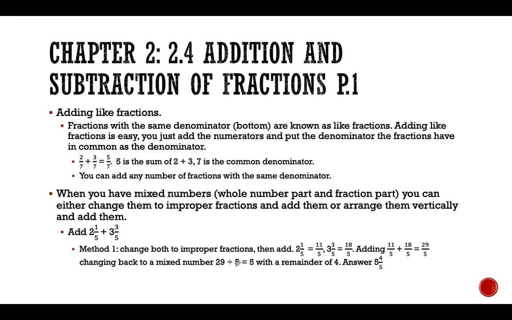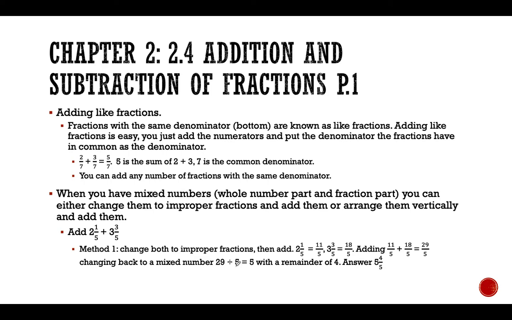So method 1, change both to improper fractions and then add. 2 1/5 equals 11 over 5 and 3 3/5 equals 18 over 5. So we add the numerators and put them over the common denominator. 11 over 5 plus 18 over 5 equals 29 over 5.